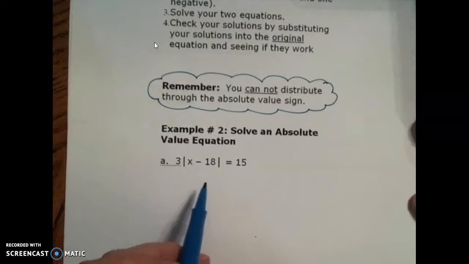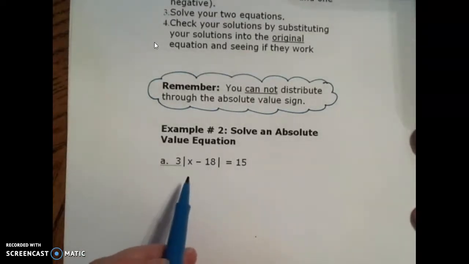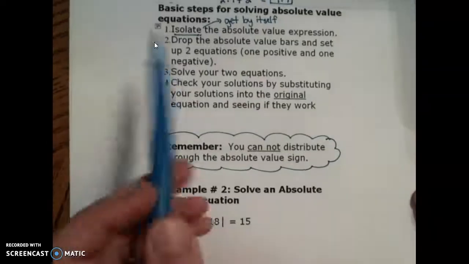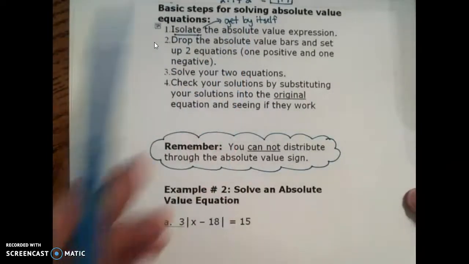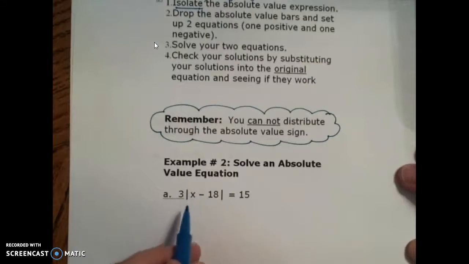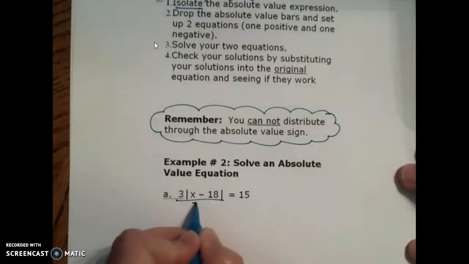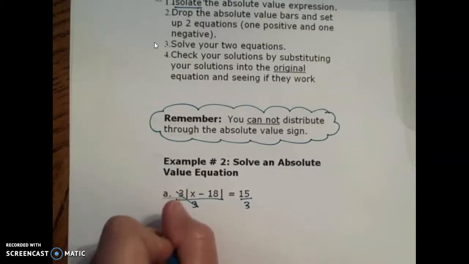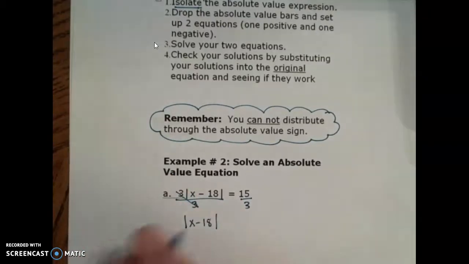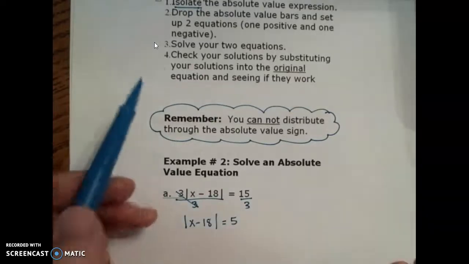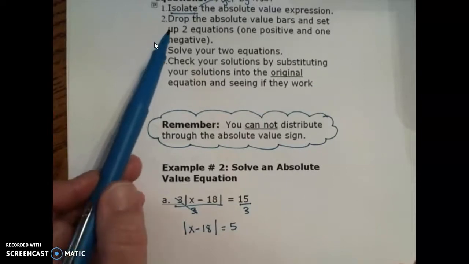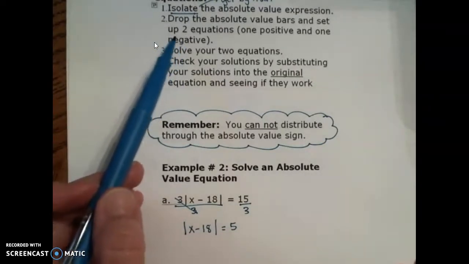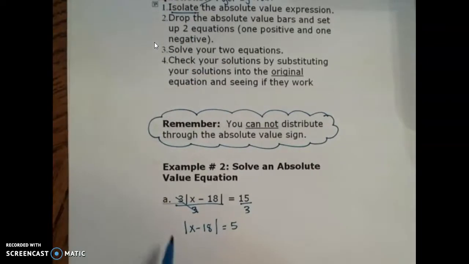Our first one, remember, your goal in solving an equation is to get the variable by itself. So step one says get the absolute value expression by itself. If I want the bars by themselves, we're going to divide by 3. So that'll leave us the absolute value of x minus 18 is equal to 5. So that's step 1. Step 2 says drop the bars and set up two equations, one positive, one negative.